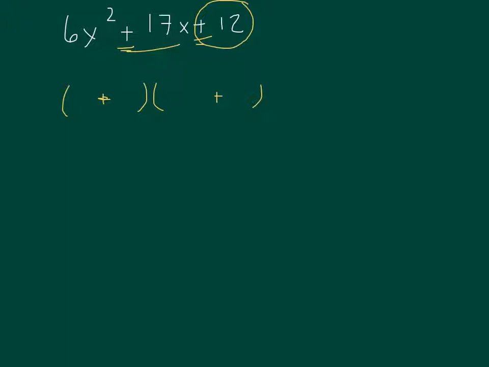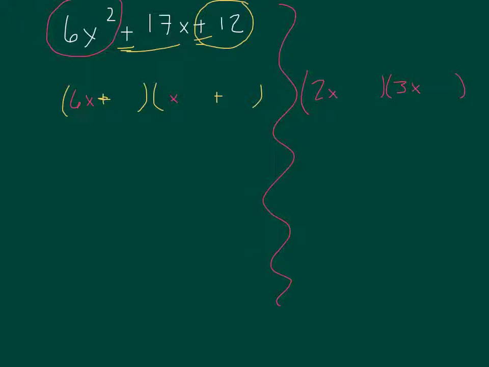So then we talked about all the ways that we could get to this 6x squared. We said we could either have 6x and x, or we could also have 2x and 3x, either way. But we are also thinking about all the ways that we could get to 12. And we know that, of course, there are a lot.